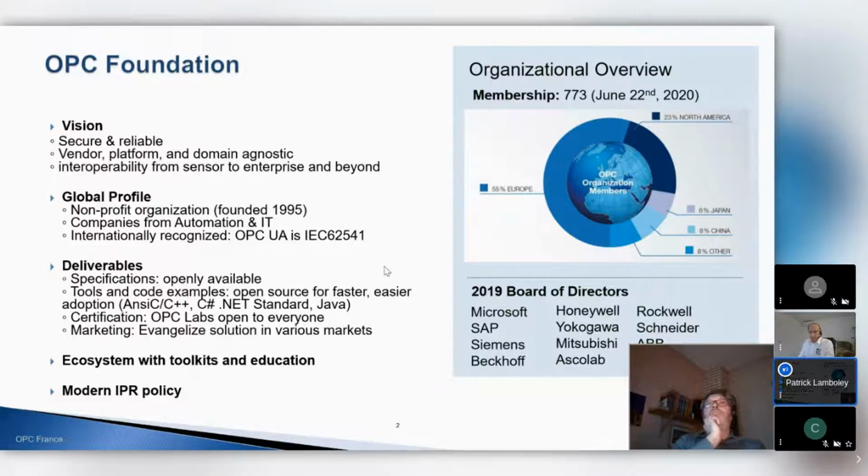You can see that the OPC Foundation today, in June, has 773 members spread all over the world. It's not only in Europe, but you have the split in Europe, in America, and also in Asia. You have also the list of the board of directors. The goal of this foundation is really to share. It's open to all kinds of members.